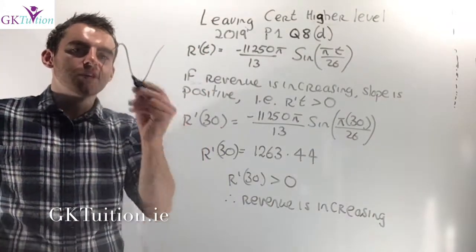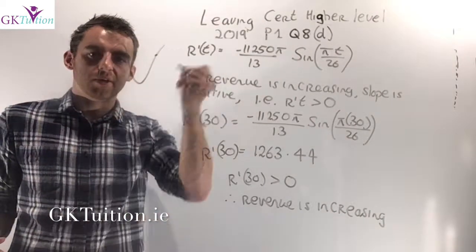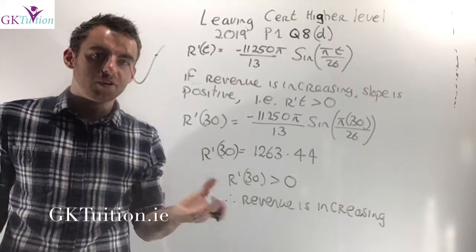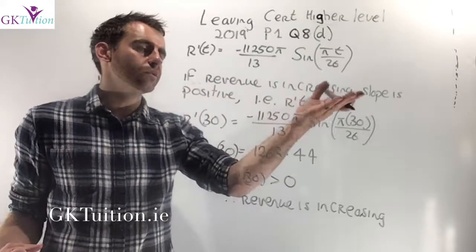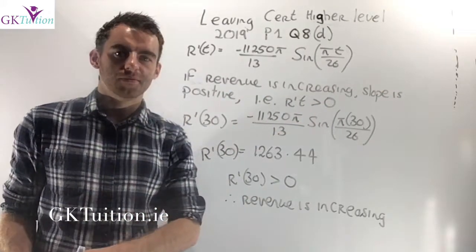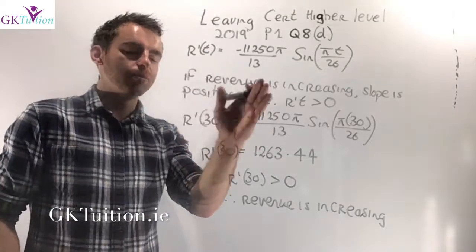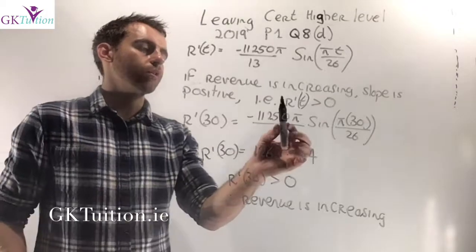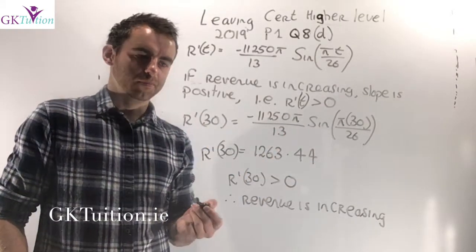If the revenue is increasing, then obviously the slope of the graph must be positive as well. If the slope is positive, that means the revenue after 30 weeks is getting bigger. So in order to show that the revenue is increasing, that means the slope is positive. And remember that the first derivative of a function represents the slope. So basically what they're asking you to do is show that the first derivative is greater than 0 when t is equal to 30.